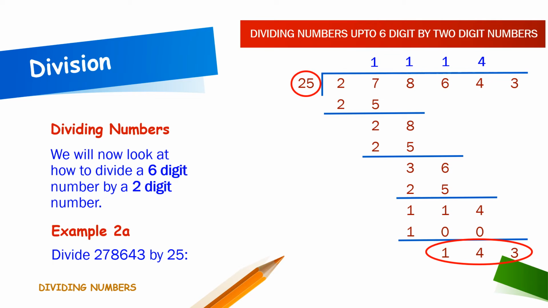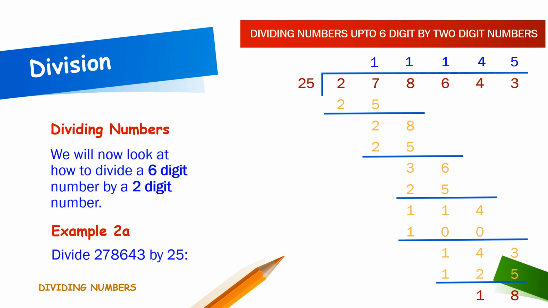How many 25s are in 143? There are 5 25s in 143. Position the 5 here. Now multiply 25 by 5 to give 125 and put the 125 here. Now subtract 125 from 143 to give 18.